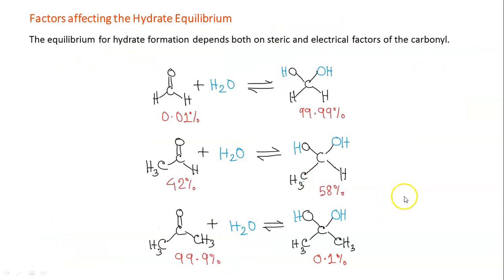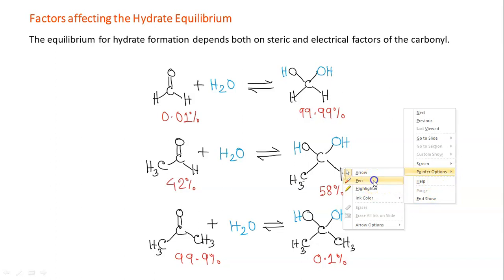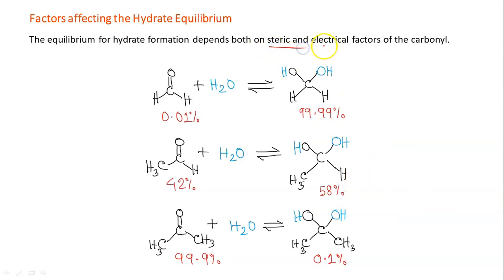Next we will see some examples where you will be able to understand what the steric and electrical factors are that are responsible for different yields of the hydrate. So here we have taken formaldehyde, where on both sides there is a simple hydrogen atom, there is no alkyl group. So now the equilibrium is completely towards the hydrate side. So the yield is very high.